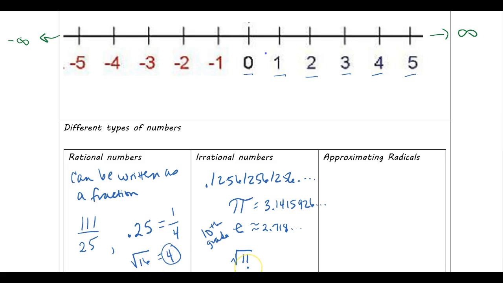But with 11, what number times itself equals 11? Well, I don't know. I would have to pull out a calculator. And when I take out that calculator, it's going to give me something like 3 point, I'm going to guess, I don't have a calculator with me, but it's going to be like 3.2 something something something. But anyways, it's going to be a really weird decimal number that can't be written as a fraction, okay? So now that we've mentioned radicals, we're going to talk about approximating radicals or square roots.